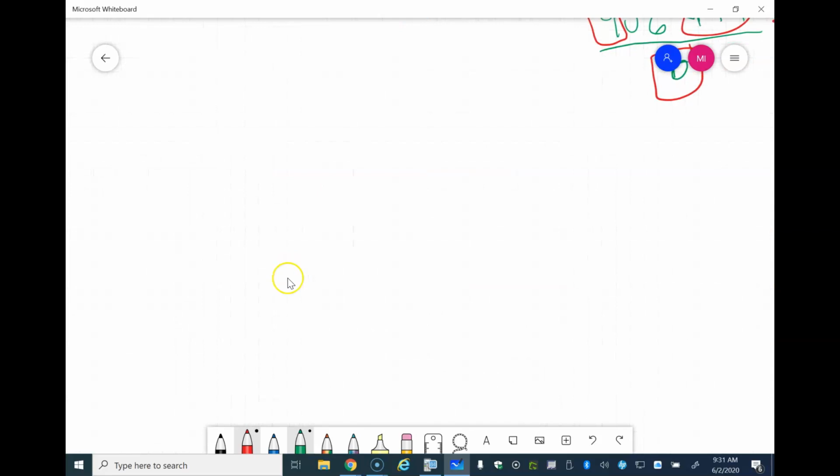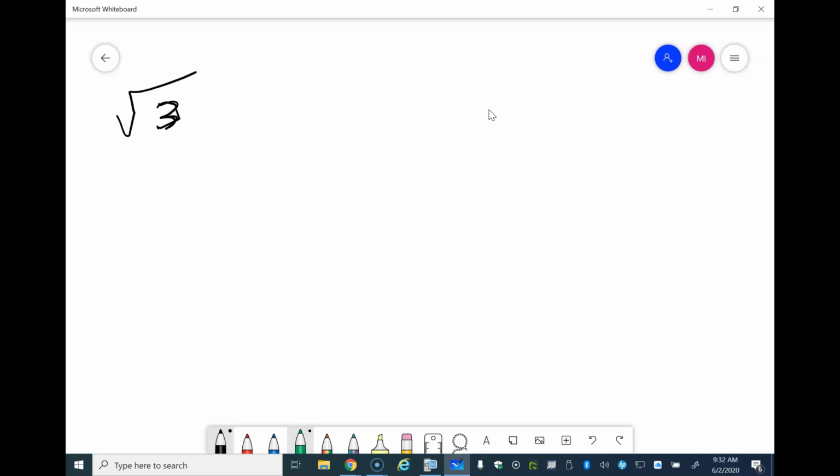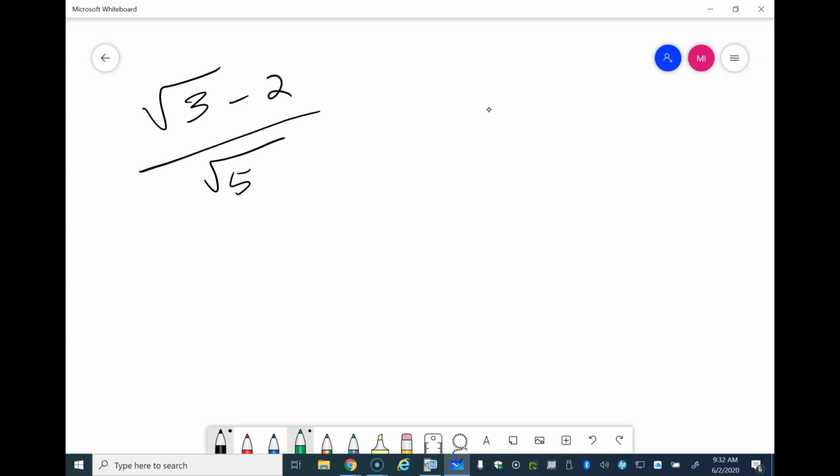I have one more problem to go over. Example. Let's do 3, the square root of 3, minus 2, all over the square root of 55. My pen is acting up again. Let's try this again. So the square root of 3 minus 2 all over the square root of 55.